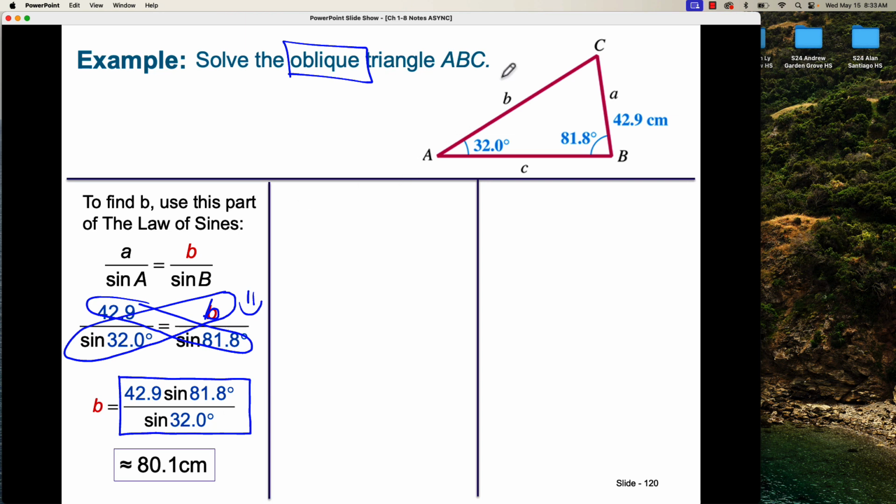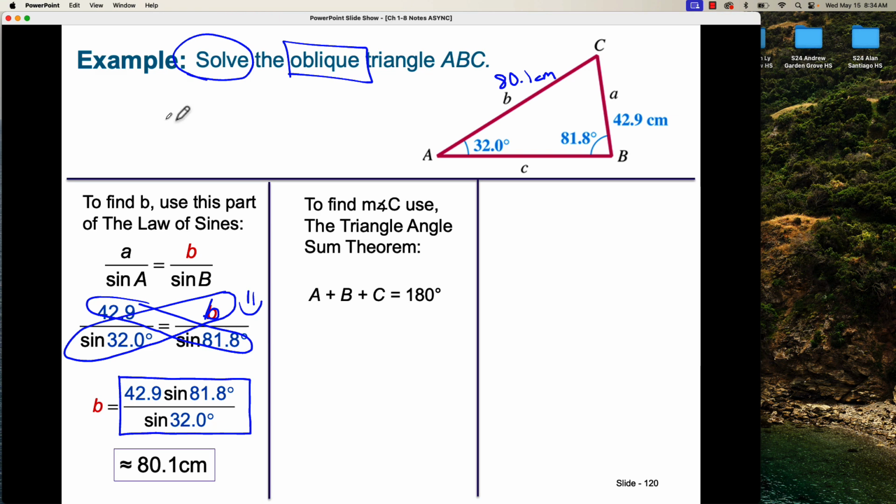All right, now we have found one other part of our oblique triangle. To solve the triangle, we need to find all 6 parts though. So we got 2 more to go. All right, the next one I would go for is the measure of angle C using the triangle angle sum theorem. That is that all of the interior angles of any triangle must sum to 180 degrees. It's A plus B plus C equals 180.